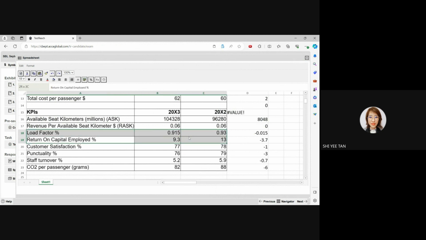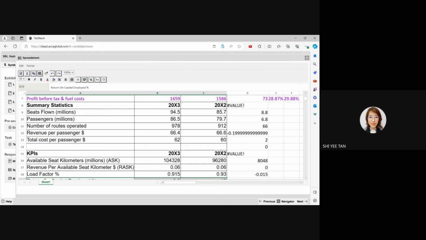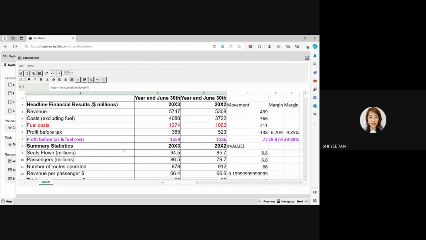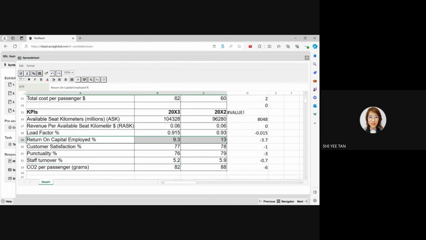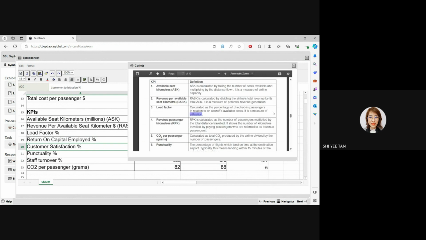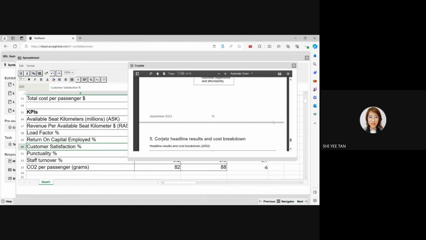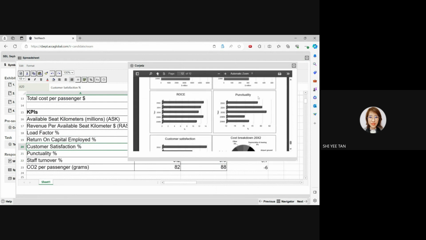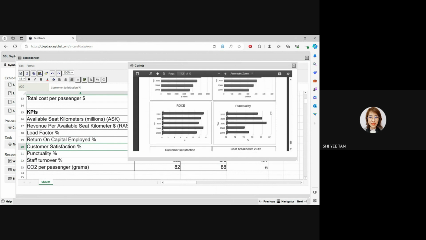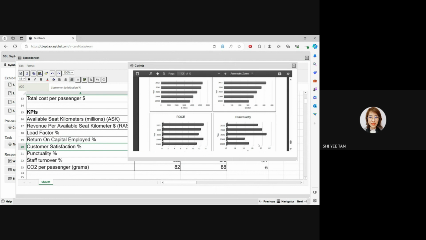Return on capital employed, reduced significantly. Why is that so? It's because your profit before tax reduced significantly due to fuel costs, right? Customer satisfaction reduce a bit. Don't forget that just now we said punctuality is an issue. See punctuality? It's a big issue. To me, it's a big issue. You see the graph like this one. It's a big issue.